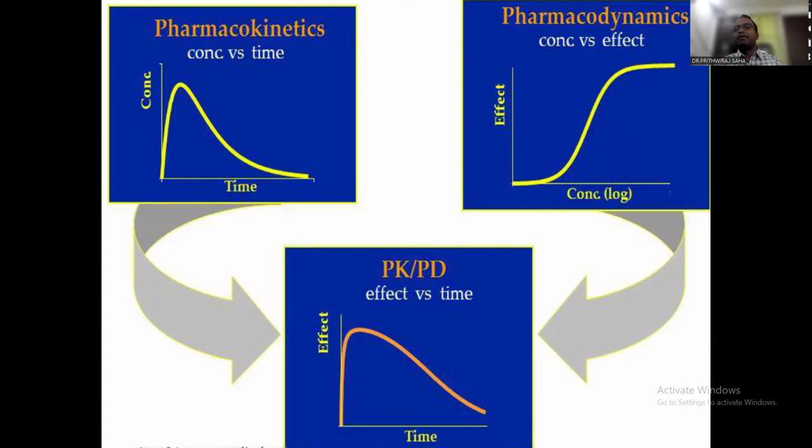So combining these two together, we come to a term which is PK/PD both. It measures not only the concentration over the time, not only the effect against the concentration, but combining the two, merging them, the effect against the time, right? So it is basically the effect against the time which we will be studying in PK/PD. So the concept is combining these two together and studying the effect of the drug with respect to time. We will talk in detail. Whosoever does not understand the concept now will gradually understand as we go on discussing.